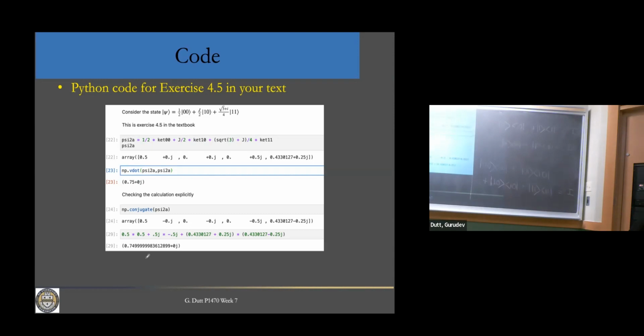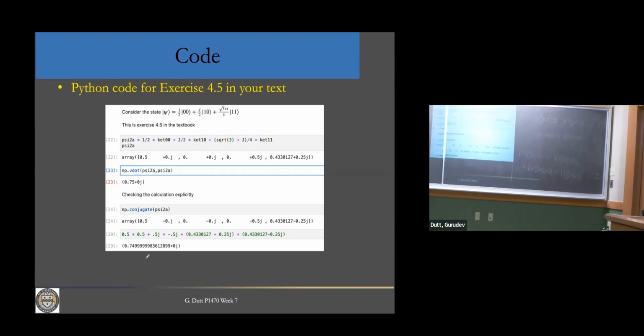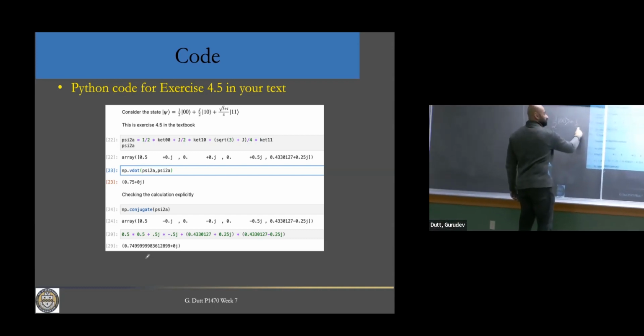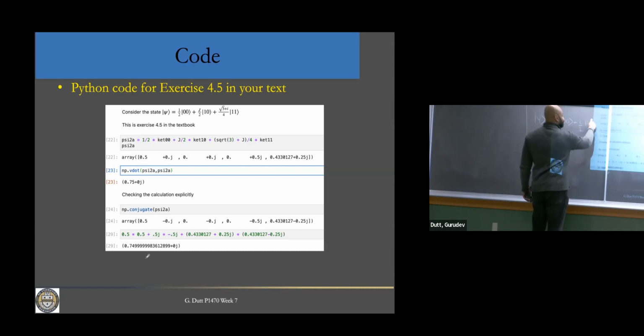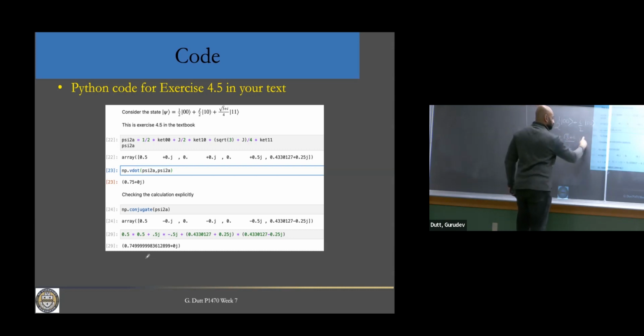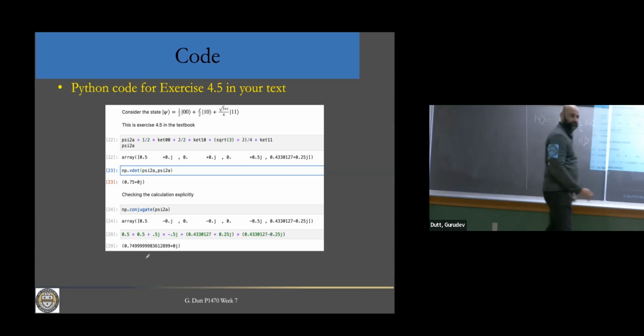So, 1/2 |00> plus i/2 |10>, plus (root 3 plus i)/4 |11>. Okay.